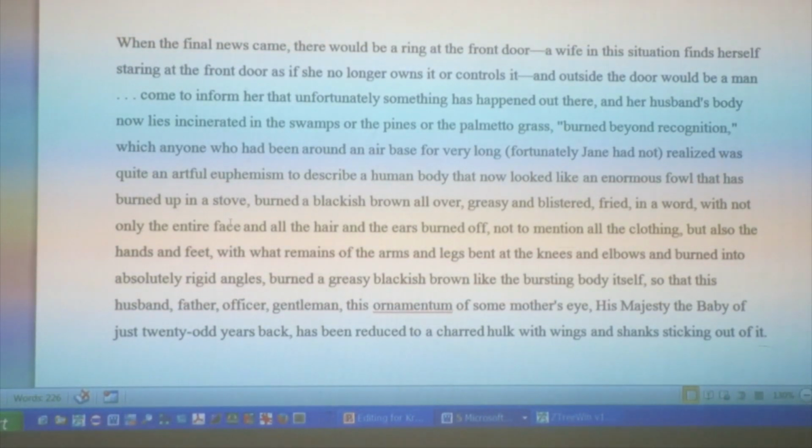As we have apples and oranges and so on, he's got this metaphor of a fowl, a bird, and he carries it right along. So you can practically see this bird from the oven lying on the airstrip, burned beyond recognition.